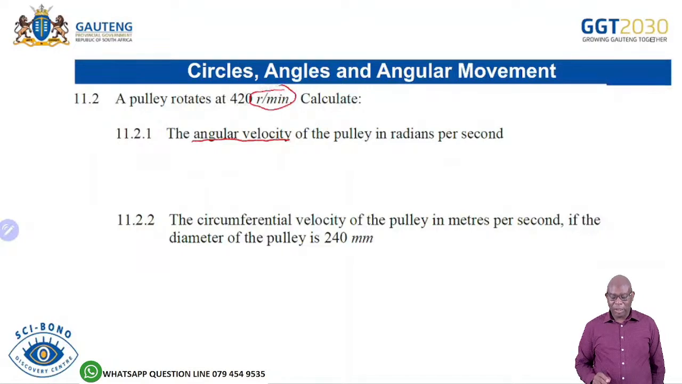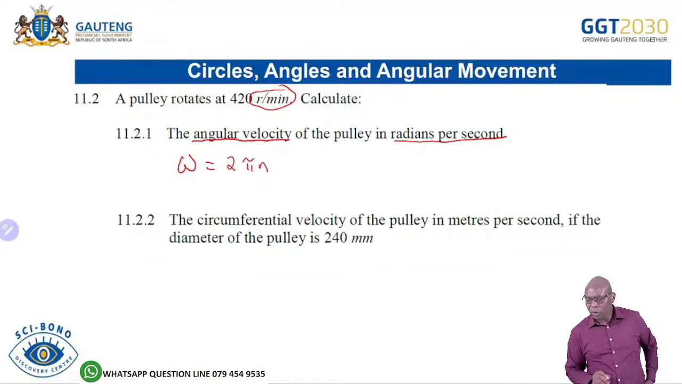Then I must change that, because the question needs me to find what? Radians per second. So meaning that I must change my minutes to seconds. These are the only things that you need to look for, and these are the things that make this question a bit challenging, because if you use minutes and they want it in seconds, your answers are going to be incorrect. So they need the angular velocity. Your angular velocity is that sign here, which is called omega. It's equal to 2 pi n, number of revolutions.